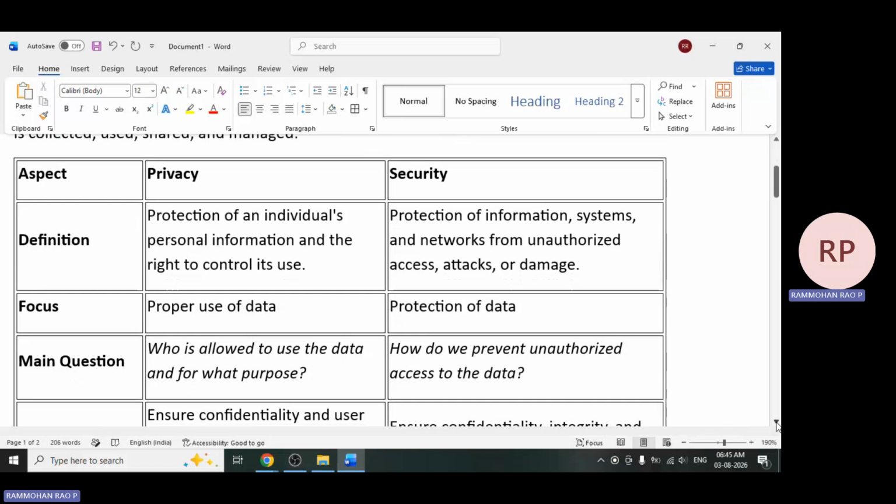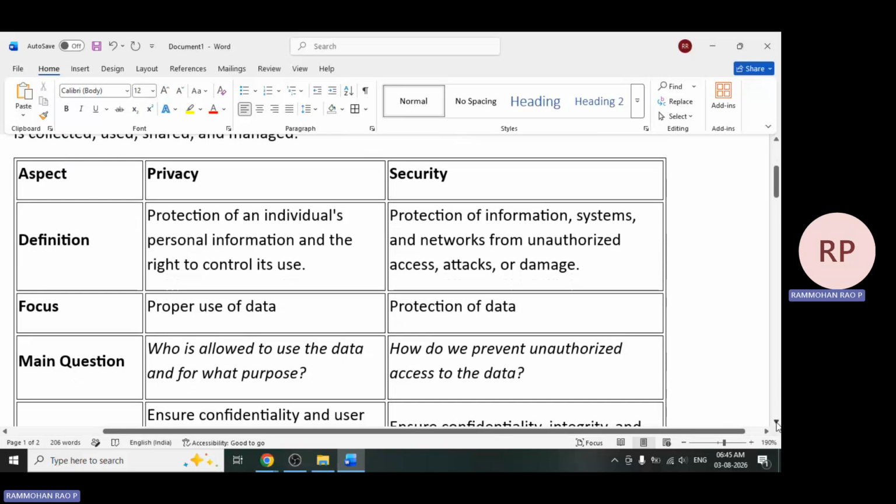So in privacy, what is the main question? Who is allowed to use the data and for what purpose? The owner should have this control. If my data is with some insurance agent, or with a hospital, or on a social media platform, what is happening with my data? Was it shared with anyone else without my knowledge or not? This is what I need to know, and I should decide whether it should be shared or not.